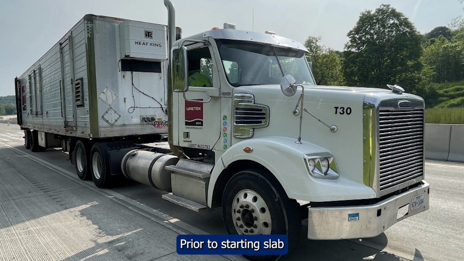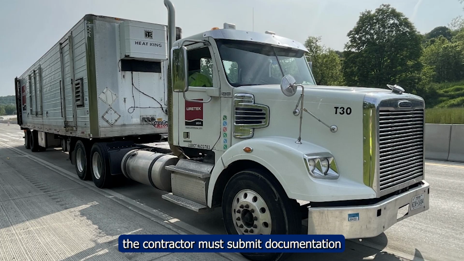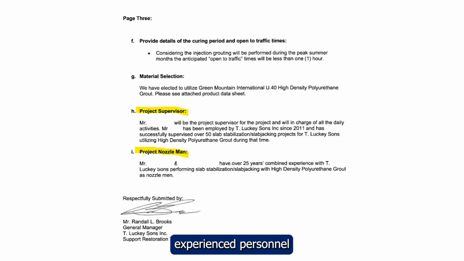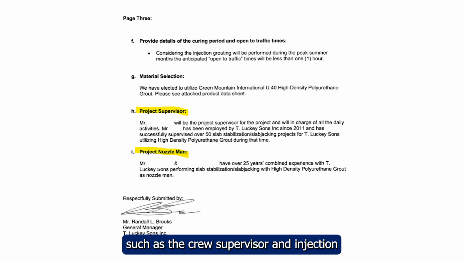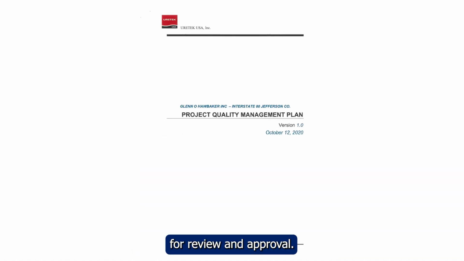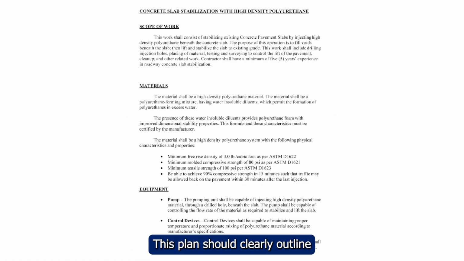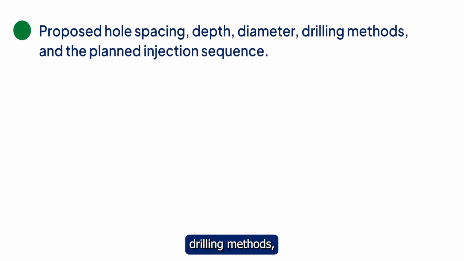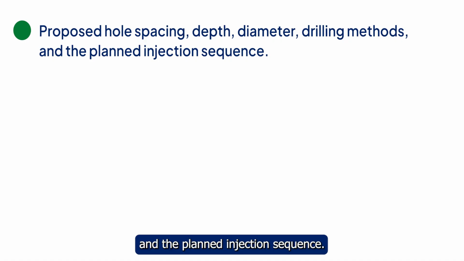Prior to starting slab stabilization work, the contractor must submit documentation demonstrating that qualified, experienced personnel, such as the crew supervisor and injection nozzle operators, will be assigned to the operation. In addition, a detailed field quality control plan must be submitted to the department for review and approval. This plan should clearly outline all procedures specific to slab stabilization work, including the following: proposed hole spacing, depth, diameter, drilling methods, and the planned injection sequence.